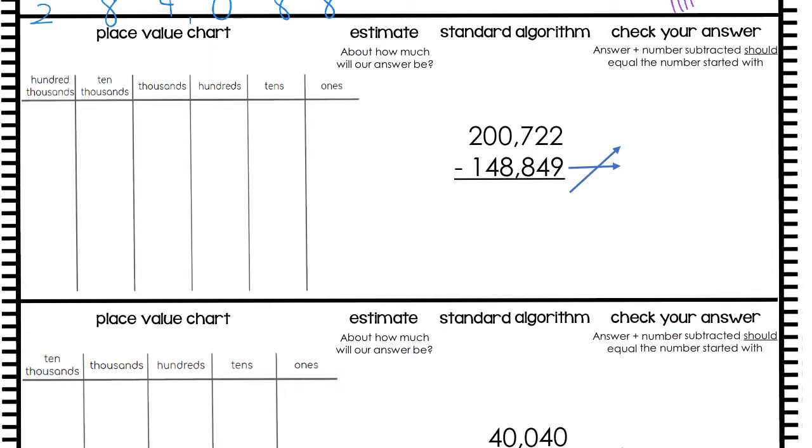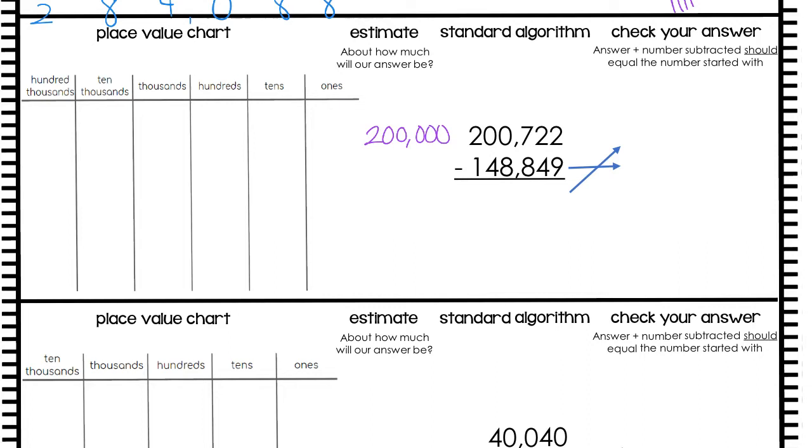All right, so now we have 200,722 minus 148,849. I'm going to estimate to see about how much my equation will be. When I look at 200,722, I say, oh, 200,000, that's an easy number for me. I'm going to keep that as my estimate.